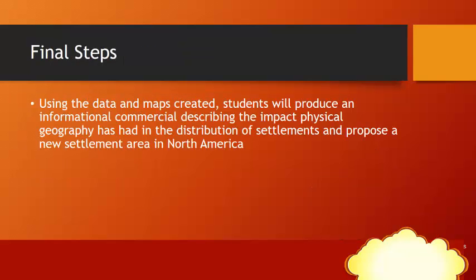Now that the students have successfully collected and analyzed their data, the next and final step would be to use this data and the maps created to produce some type of informational commercial describing the impact physical geography has had in the distribution of settlements and propose a new settlement area in North America.